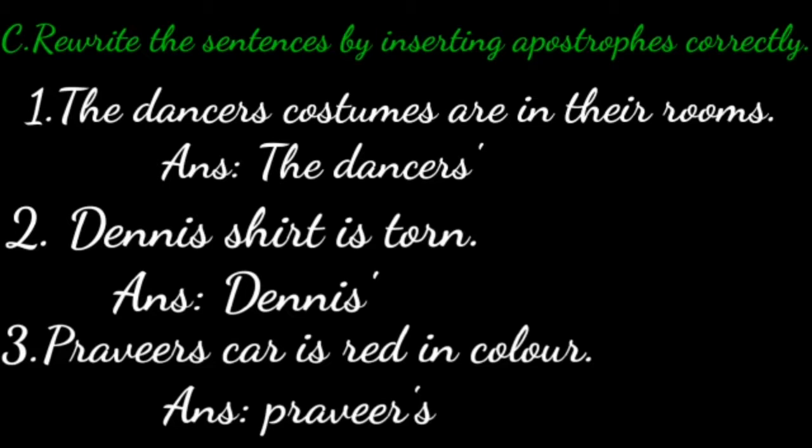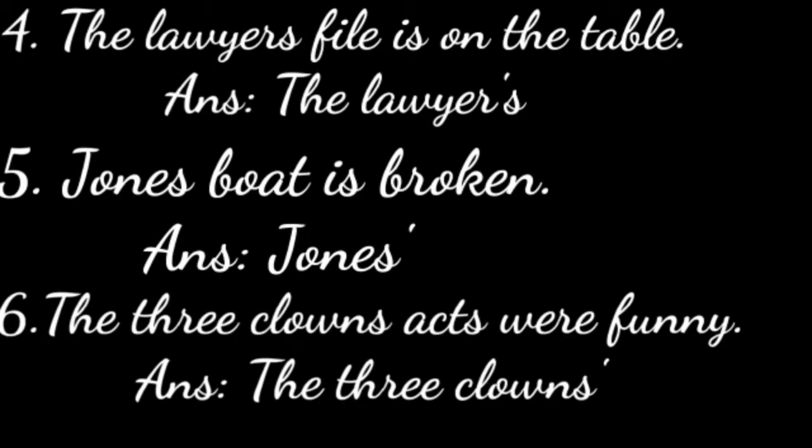Now, third one. Privier's car is red in color. The answer is Privier's. The apostrophe and then S. Now, fourth one. The lawyer's file is on the table. The answer is lawyer's. The apostrophe and then S. Fifth one. John's boat is broken. The answer is John's. The apostrophe comes at N. Sixth one. The three clowns' acts were funny. The answer is the three clowns'.